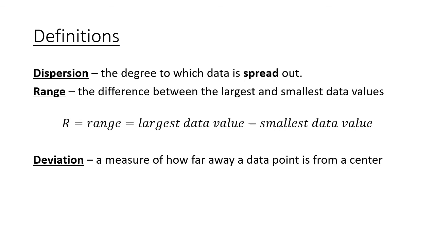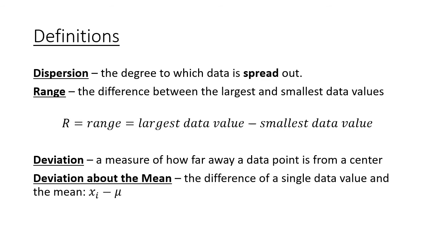Deviation is a measure of how far away a data point is from its center. Typically, if we have symmetrical data, we're going to talk about the deviation from the mean. The deviation from the mean is how far a single data value is from the mean. Take that data value and subtract the mean. How far away are they?